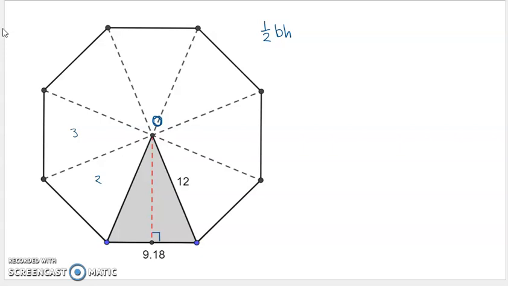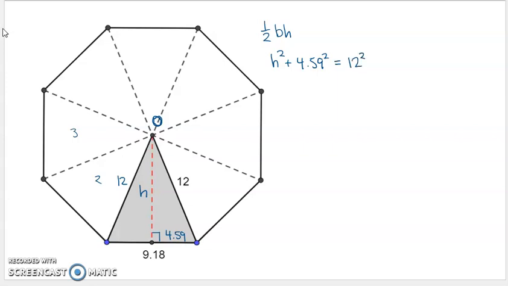Now, one fact about a regular polygon, the radii are all the same. So this is 12, which means that the altitude divides the base in half, which means that in this triangle, half of the base, 9.18, is 4.59. And the reason I need that is because I need to find the altitude, I'll call it h, and I'm going to use the Pythagorean theorem. I know that h squared plus 4.59 squared equals the hypotenuse squared. That's 12 squared.